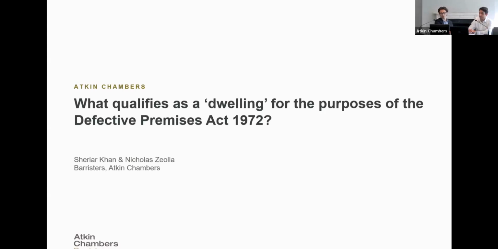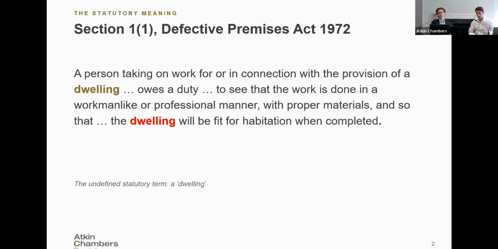I think we've both, in some ways, been surprised about the interest in this topic, and at the same time, not very surprised because it is so fundamental. We'll start here with the statute. The key provision being Section 1.1 of the DPA. In order to bring a claim under this provision, the qualifying property needs to be a dwelling. So you'll see there that it's about the provision of a dwelling and whether or not the dwelling is fit for habitation when completed.